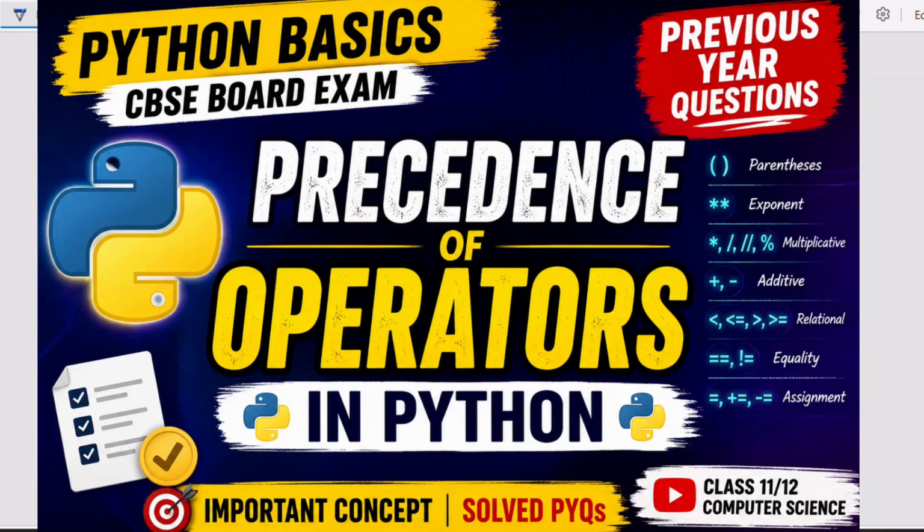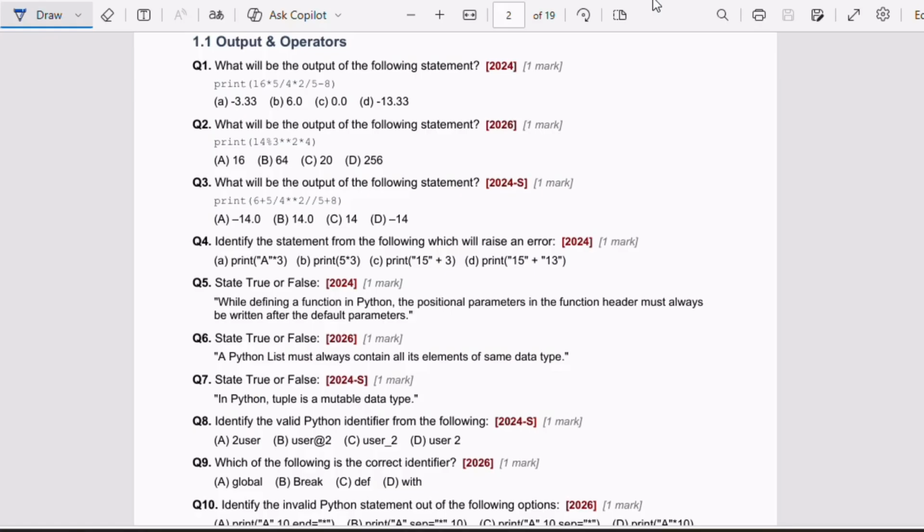If you're preparing for CBSE Computer Science examinations, this series is designed for you. In this video, we will solve previous year board examination questions from the topic Python Basics and Fundamentals and understand the concepts behind each answer. Rather than solving the entire papers, we will cover questions topic wise so that you can strengthen each concept systematically and prepare more effectively for your examinations.